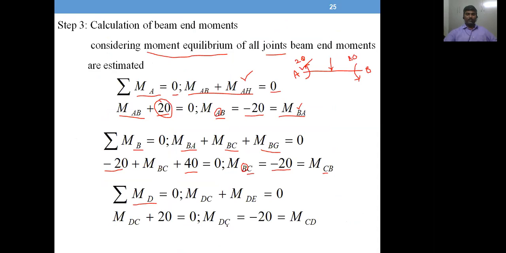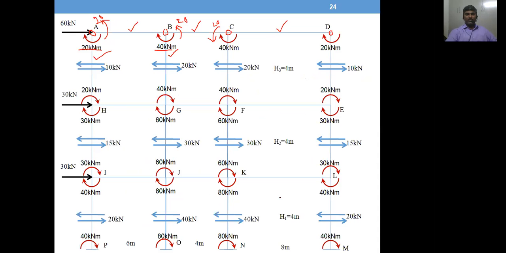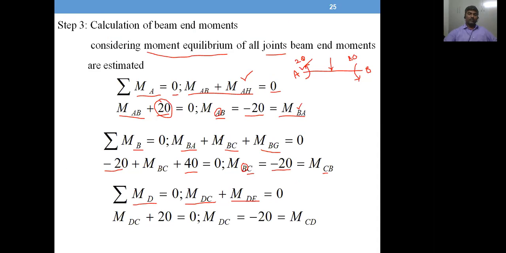So DC, MDC plus MDE is equal to 0. So DC is beam, DE is column. Okay, so you know DE value 20. Substitute in this equation, you get DC value. So 20 is substituted. So DC is minus 20, same as C also. So that is written here. So moment at D is equal to moment at C.